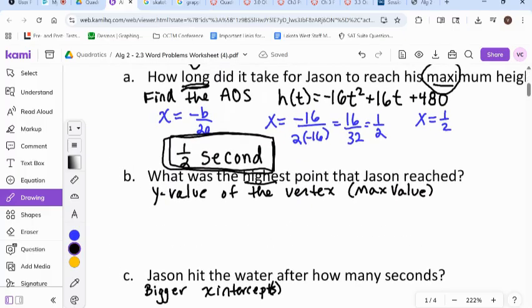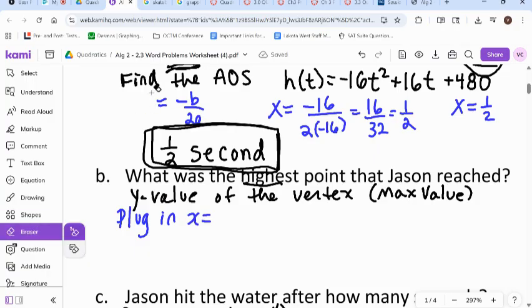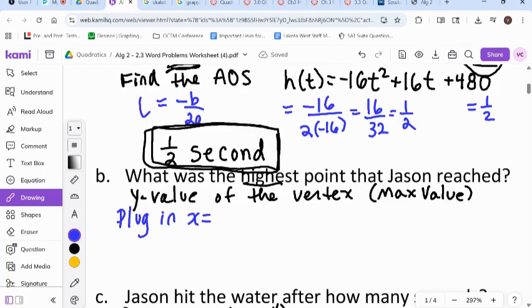So going back, when I find my axis of symmetry, to find the y value of the vertex, we are going to plug in the x equal to, and I'm saying x and I'm writing x, and oh my gosh, it's t. So sorry. I'm just going to keep saying x. Please forgive me. It's a habit. So we're going to plug in our t value that we got, 1/2.